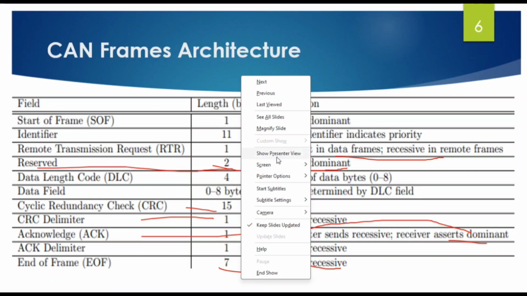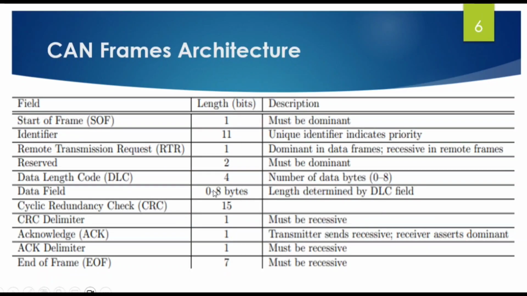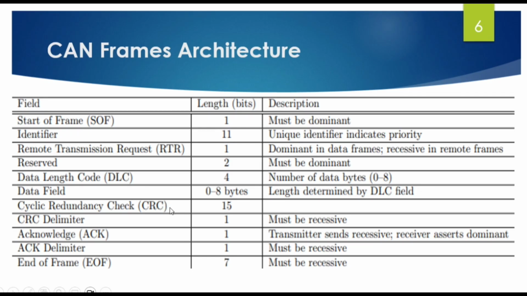For this you can take a screenshot. Start of frame is 1 bit. Sometimes in interviews they ask questions about the bits. Let's say, how many bits does the DLC or CRC contain, or how many bits does the CRC delimiter contain? So you can take this screenshot and remember whether each one is recessive or dominant.